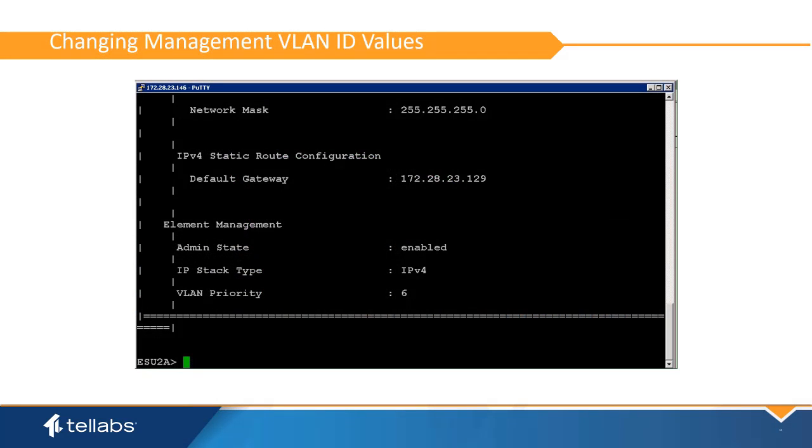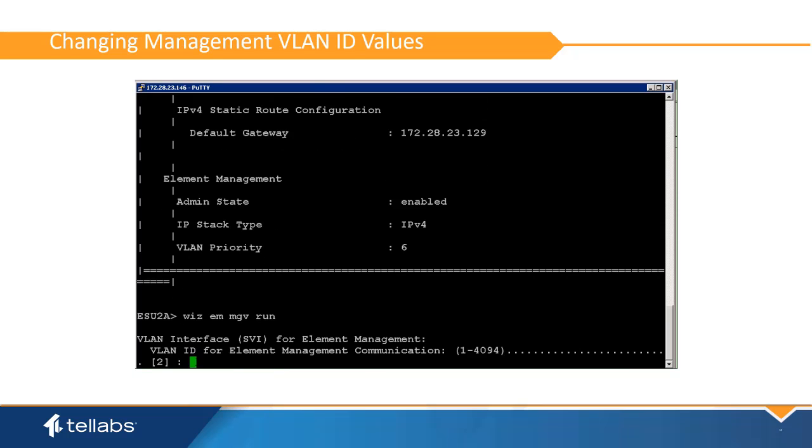To change the VLAN ID on the OLT, execute the command wizard element manager management VLAN run. Identify the new management VLAN and VLAN priority for the network. Then confirm the changes.